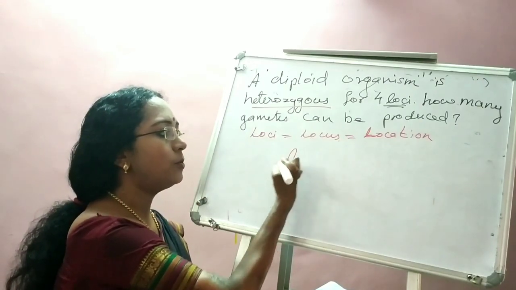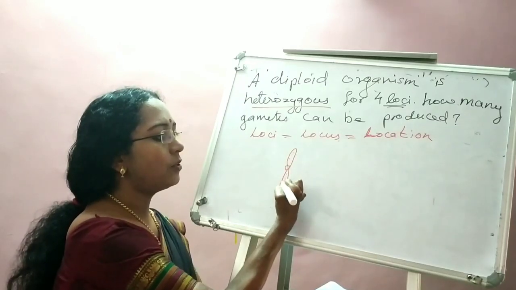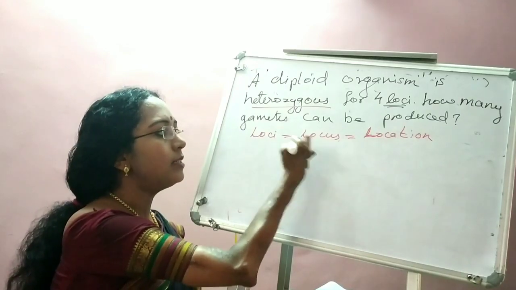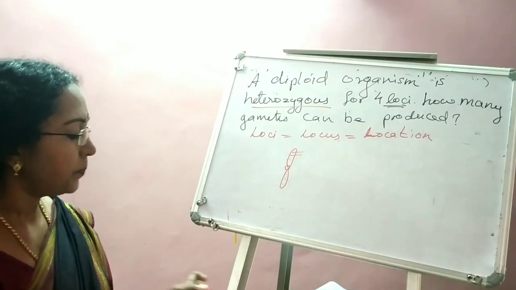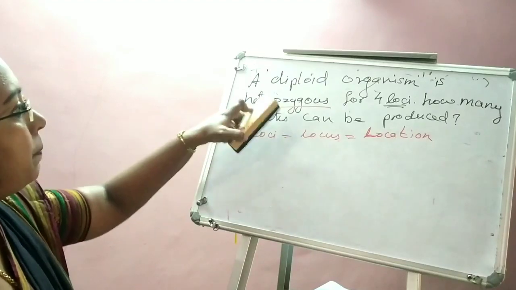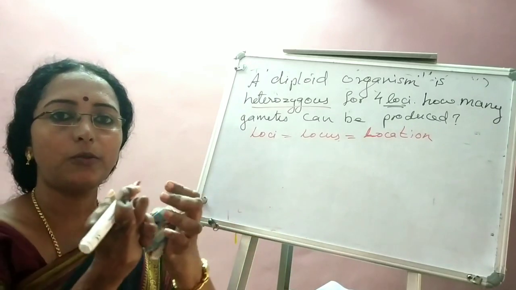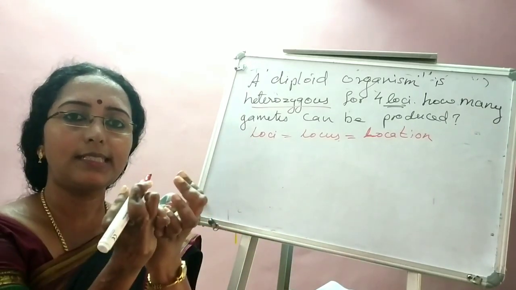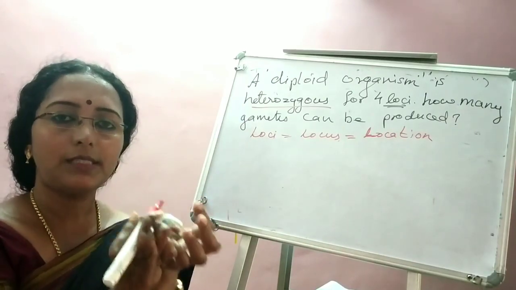I'm just representing a chromosome like this. On chromosomes there are certain regions where alleles are present. Those regions are called locus, or loci in the plural. So here the question is a diploid organism. Diploid organism means the organism will have 2 sets of chromosomes, one from his father and one from mother. So the organism is having homologous pairs. That is, the organism is diploid.